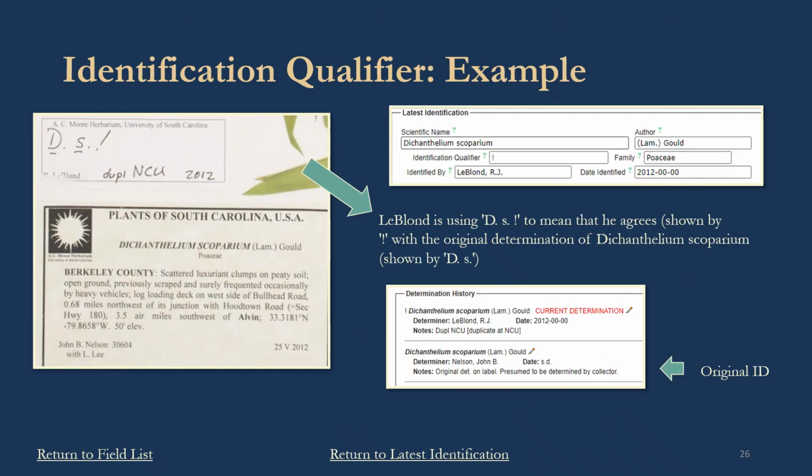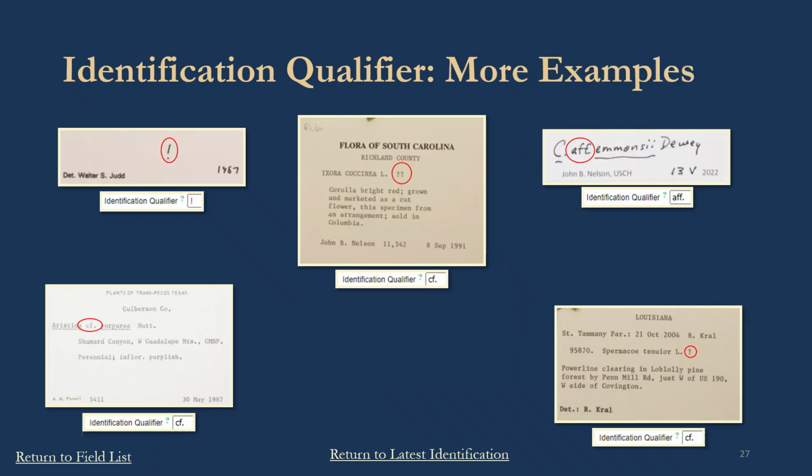This is a very clear example for an identification qualifier and what information the determiner is conveying to us. The exclamation point alone tells us that he agrees with the determination preceding his own. He also conveys this by including the abbreviation for the scientific name. Here are a few more examples of identification qualifiers and how they are written.